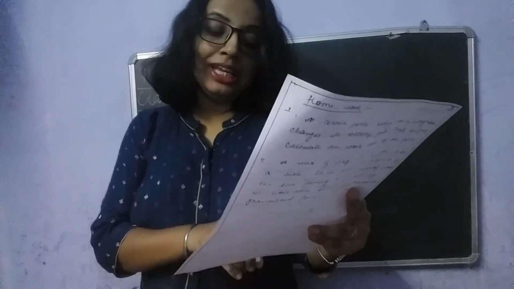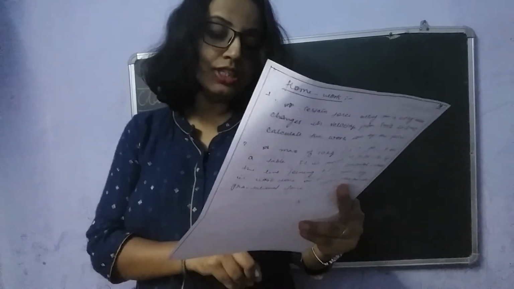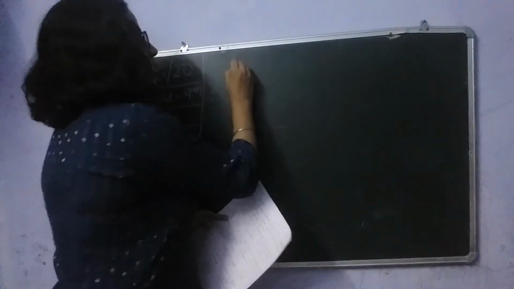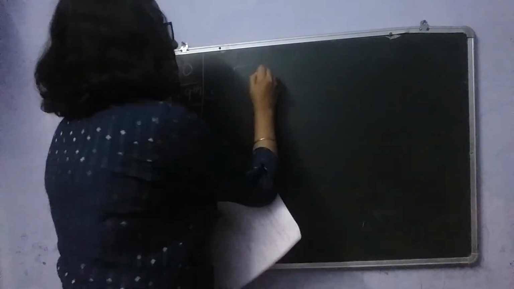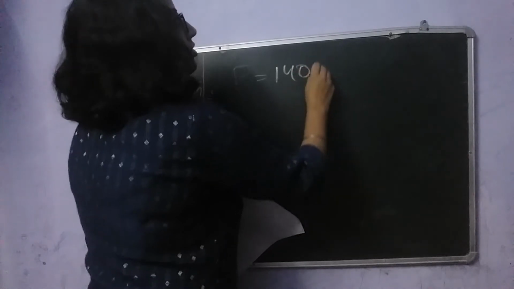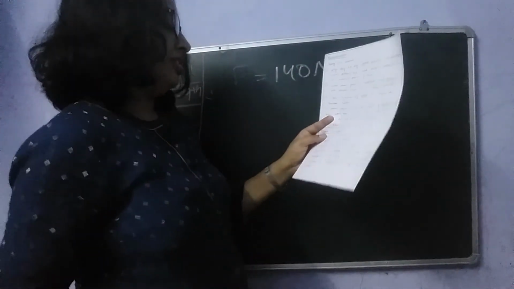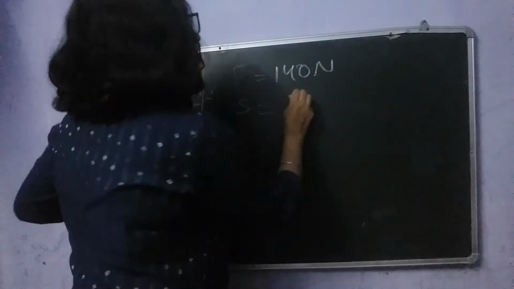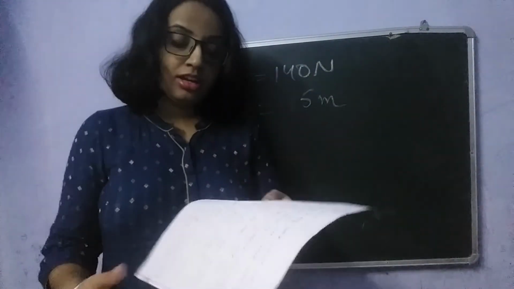Okay, now solve a question. A pair of bullocks exert a force of 140 Newton on a plow. The field being plowed is 15 meter long. How much work is done in plowing the length of the field? Here force is given as 140 Newton and the displacement that the bullocks cover is 15 meter. Now the question asks to find the work done.